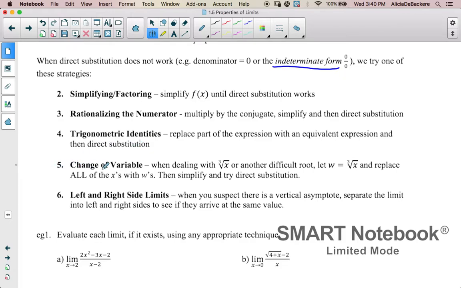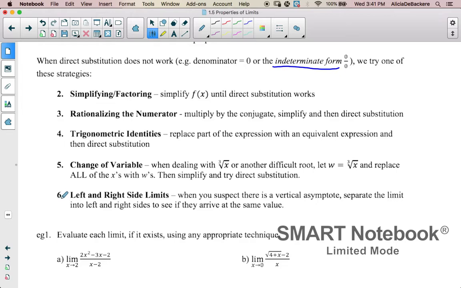My fifth strategy, and we're going to look at an example later in this lesson, is called change of variable. So that's when I'm dealing with kind of a difficult root, like the cube root of x. This is hard for me algebraically to simplify away. So what I do is I replace it with a new variable. I typically use w. And then what I have to do is replace all of the other x's in terms of w as well. So the cube root of x is w, and if there's an x somewhere else, then it's going to be w cubed. And then I can try to simplify away until direct substitution works.